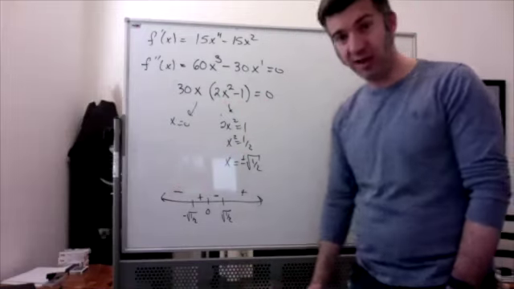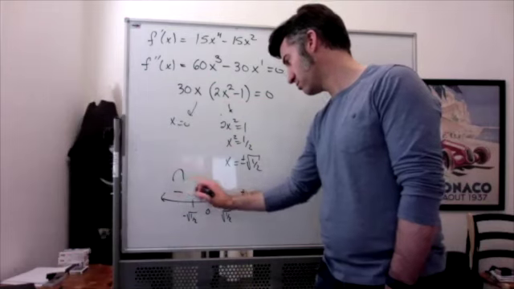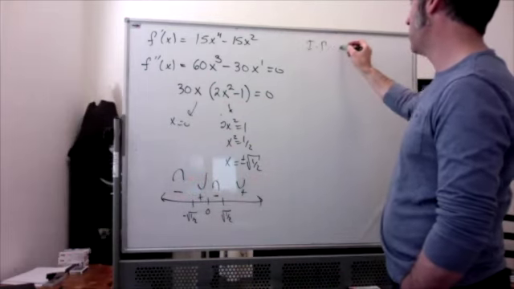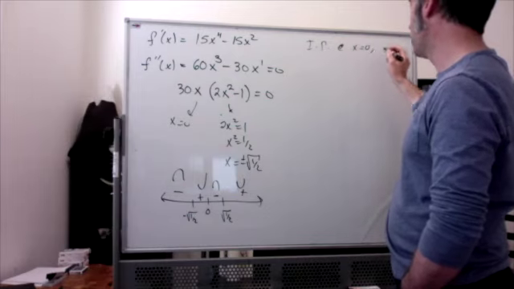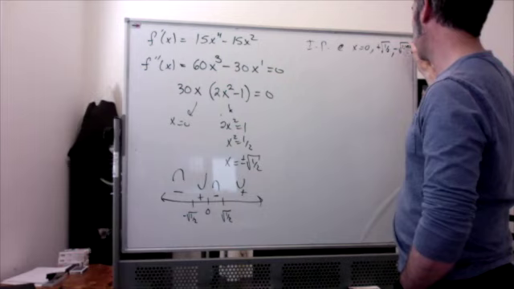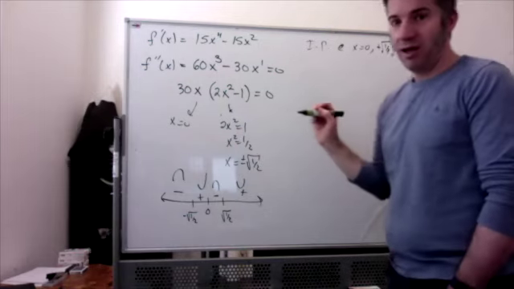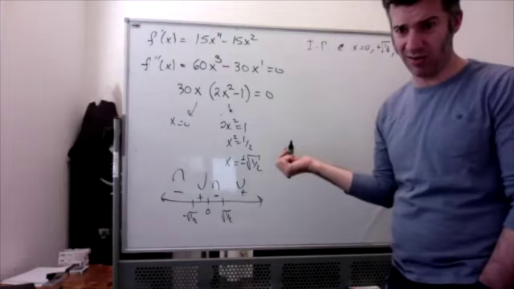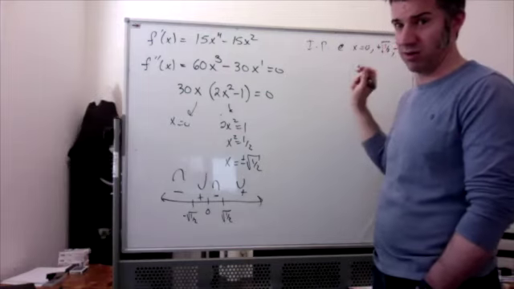So we have 3 inflection points. We have an inflection point at x equal to 0, x equal to positive square root of 1/2, x equal to negative square root of 1/2. You could find the y values. For 0, it's easy. That's just the origin, because when you plug in 0, you get 0.